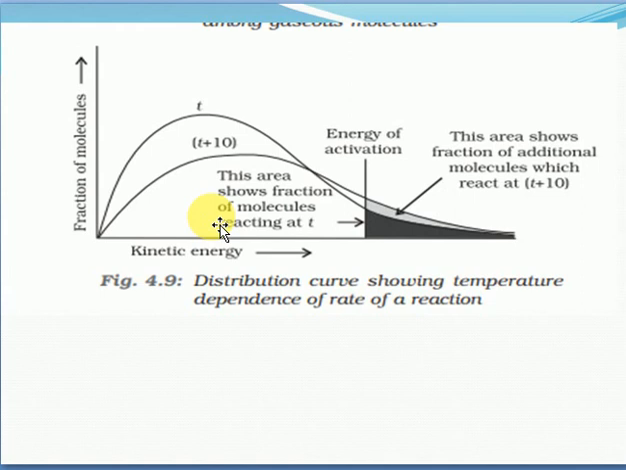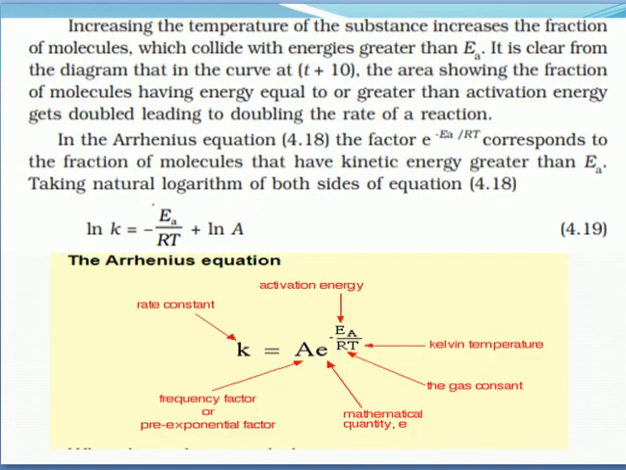It clearly indicates that whenever temperature increases, the kinetic energy of the molecules increases and the speed of the chemical reaction increases. Clear? Okay. Next one: an increase in temperature of the substances increases the fraction of molecules which collide with energies greater than the activation energy.